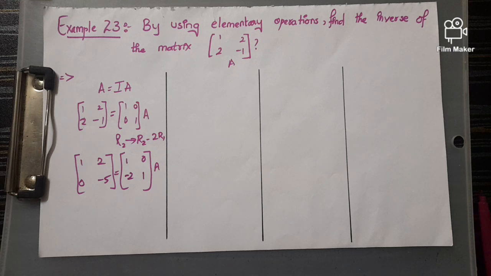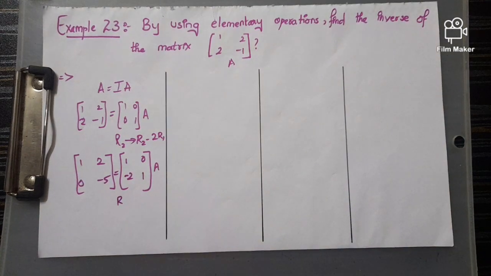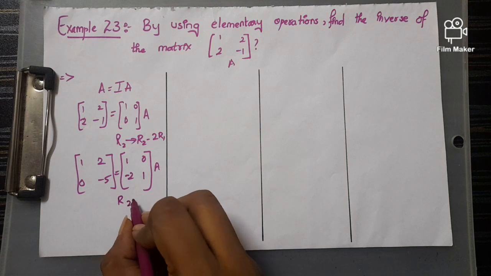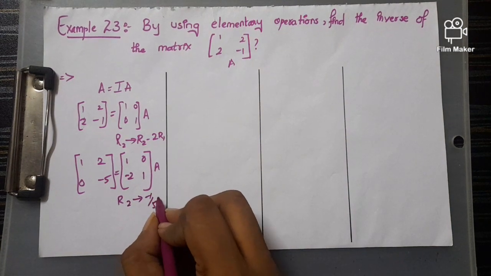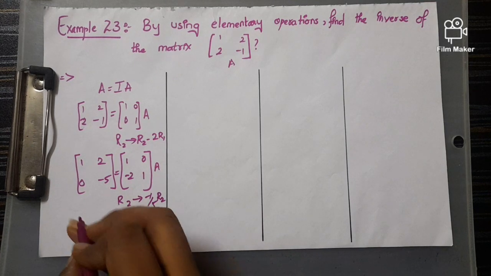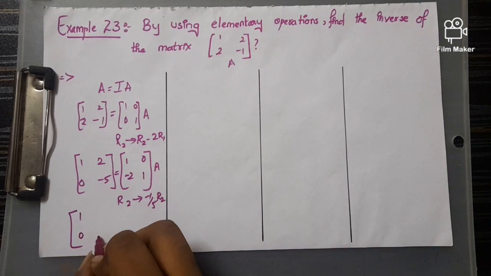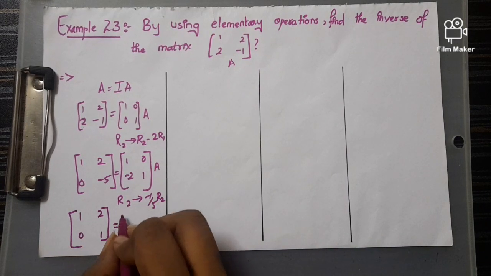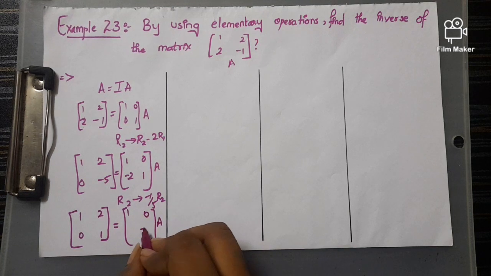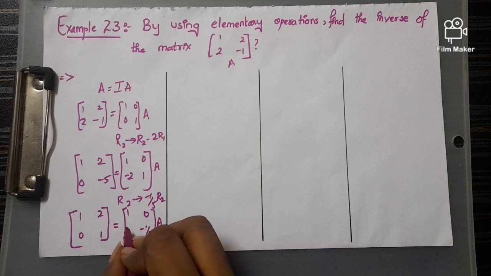Now we'll see the next step to continue our transformation process. As I told you, on the left side we need to get the identity matrix, the unit matrix [1 0; 0 1]. So R2 becomes minus 1 by 5 times R2 in order to make this value 1. So this changes to [1 2; 0 1]. R1 should be left undisturbed: 1 0. This becomes minus 1 by 5 and this becomes 2 by 5.